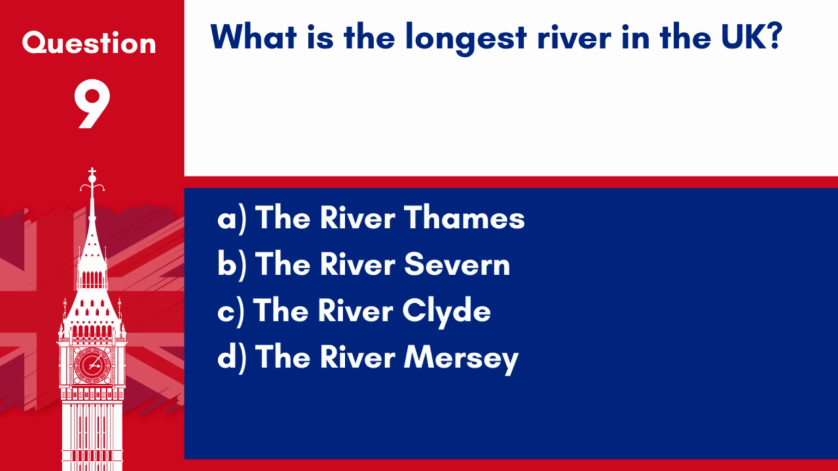Question 9. What is the longest river in the UK? A. The River Thames. B. The River Severn. C. The River Clyde. D. The River Mersey. Answer B. The River Severn. The River Severn is the longest river in the United Kingdom, stretching approximately 220 miles.